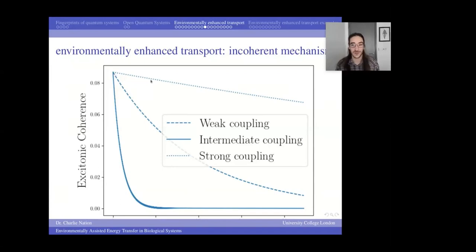Though interestingly, in the strong case, we have this, as I said before, freezing of the quantum state. So we have a much slower decoherence rate, whereas in the intermediate and weak coupling case, this decoherence rate is quite fast and it increases with coupling up to the Zeno regime.